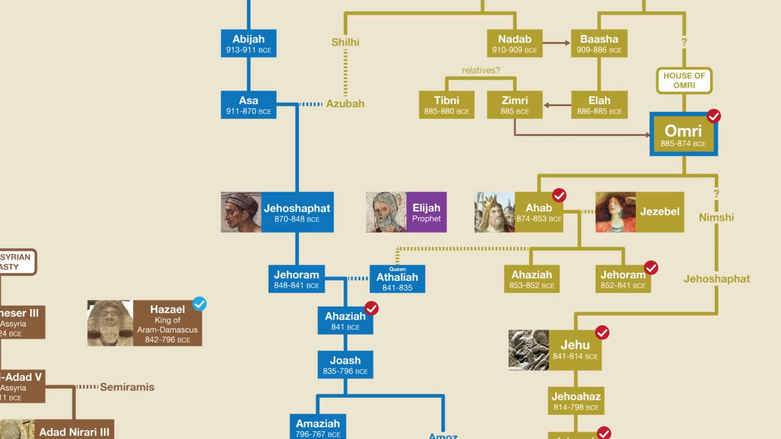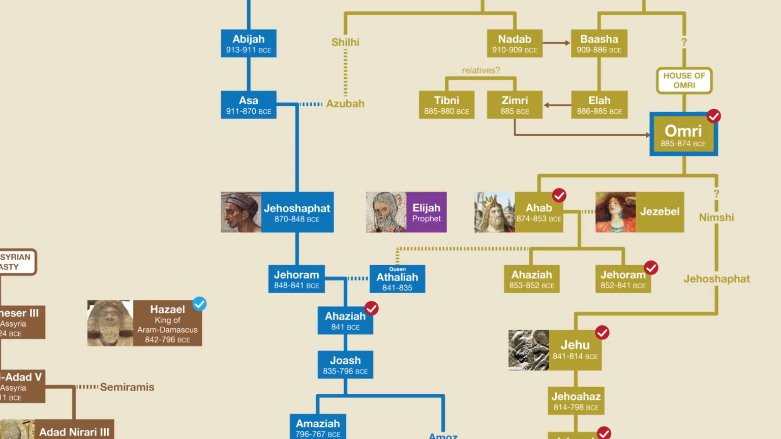He holds the distinction of being the earliest known person in the entire Bible for which we have evidence in the archaeological record. So you'll notice that he has a red check mark next to his name, kind of like the verification symbols you see on social media. On this chart, whenever you see a red check mark, it means that we have a source outside of the Bible that confirms the existence of that person in real life. So let's talk quickly about how we know Omri was a real historical king.